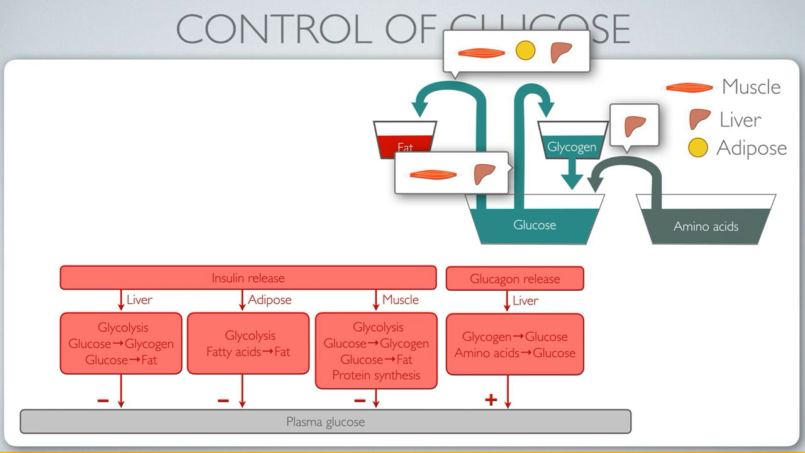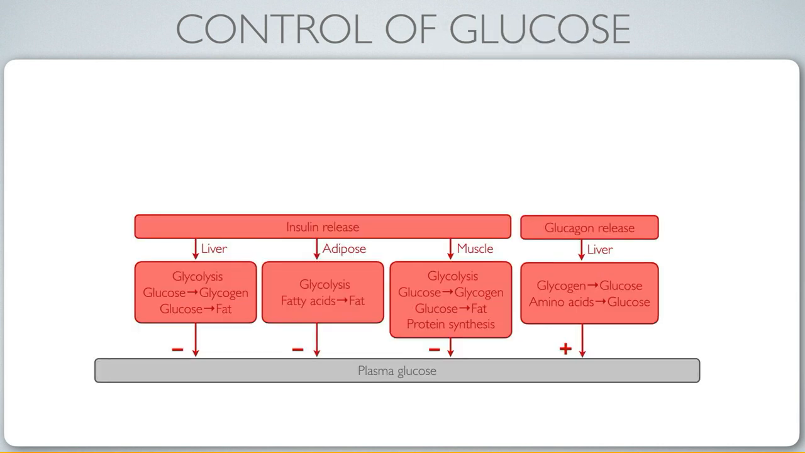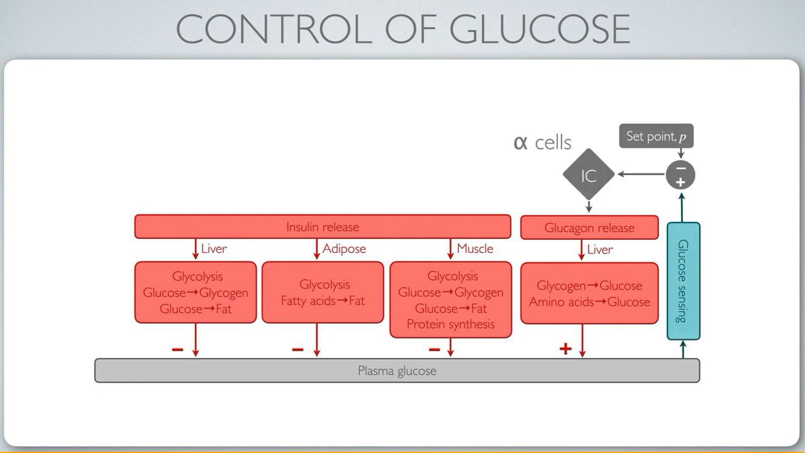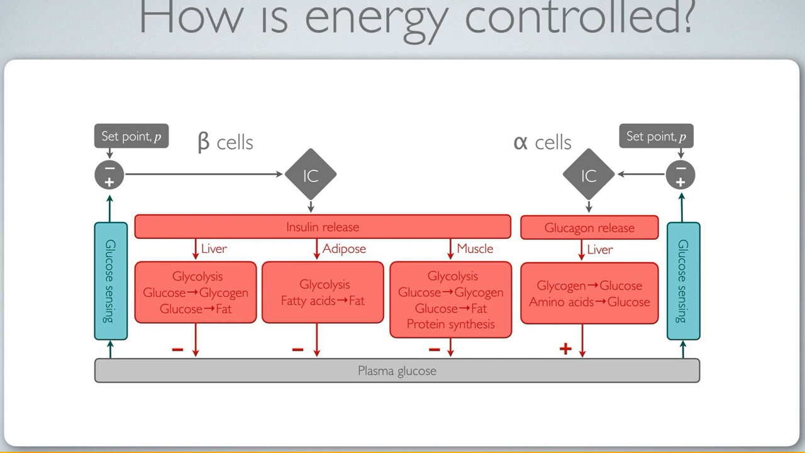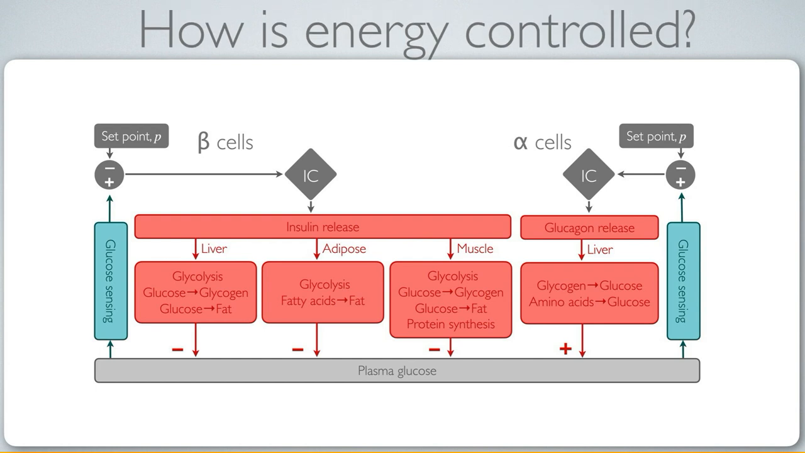Now, in order to sense and respond, or to make this a control system, then we have to add the afferent and integrative portions of our control. All right, so we have the alpha cells, which are responsible for the glucagon release, and the beta cells, which release insulin. And this flowchart maps out essentially the answer to the question that we set out to address, which is how is energy controlled? But before we conclude, there's a disease that I want to talk about, which is diabetes.